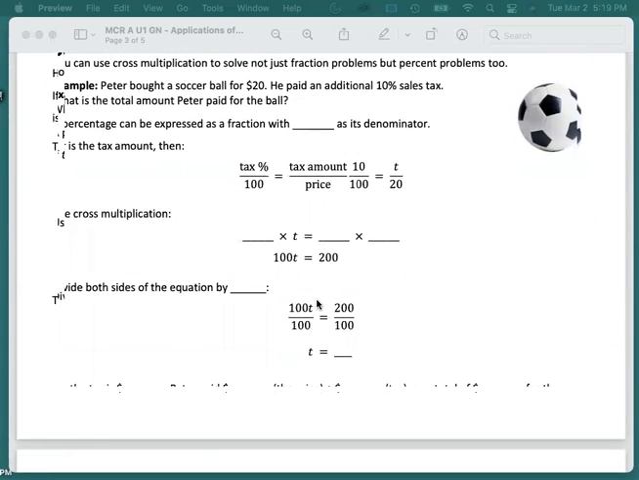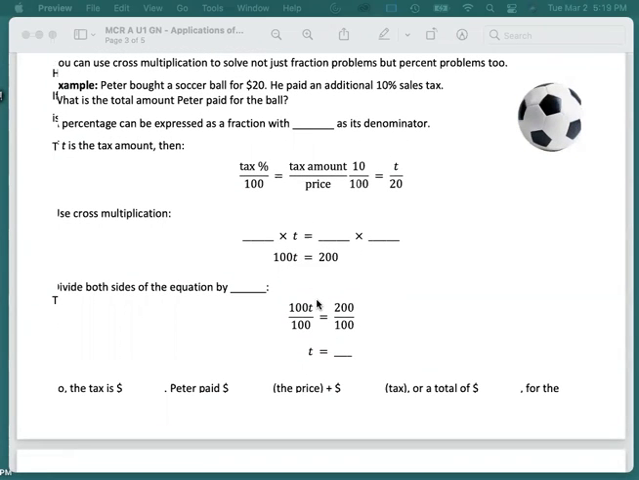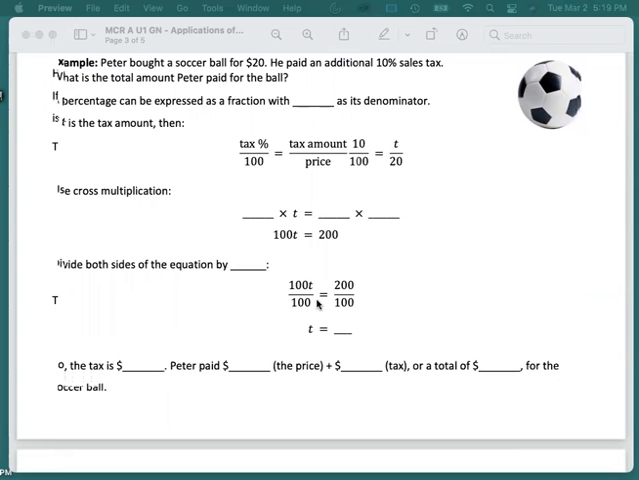Okay, so percent problems, you can also use cross multiplication. Peter bought a soccer ball for $20. He paid an additional 10% sales tax. What's the total amount he paid for the ball? So a percent can be written as a fraction with 100 as the denominator, because percent is always out of 100. So if T is the tax amount, then the tax percent over 100 equals the tax amount over the price. And the tax percent is 10.